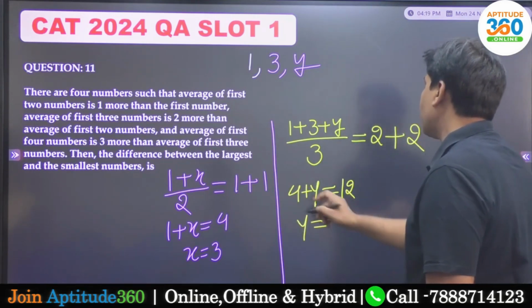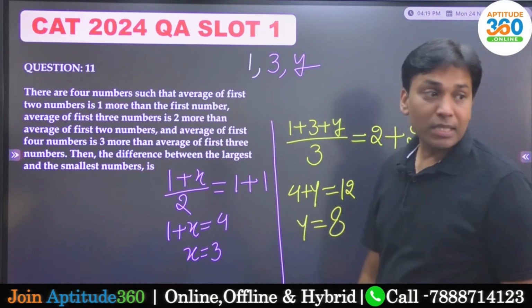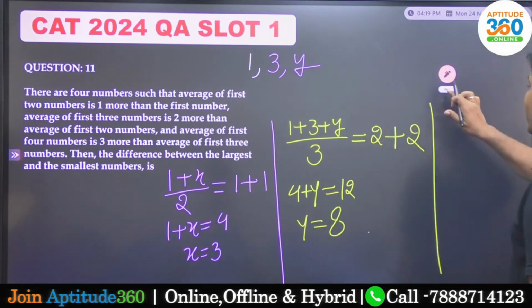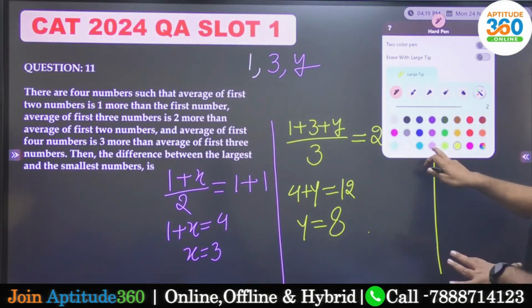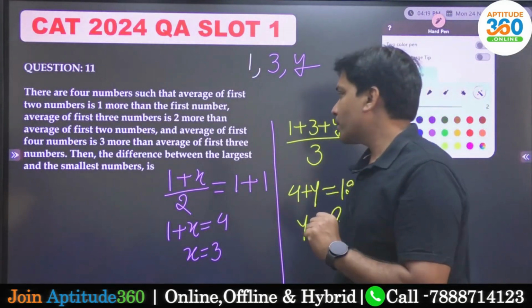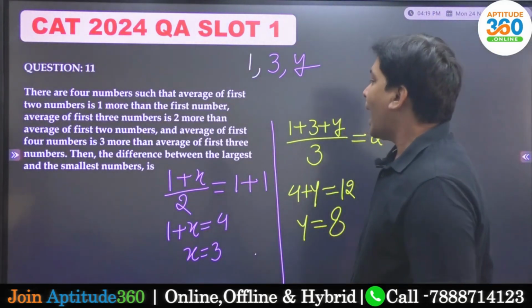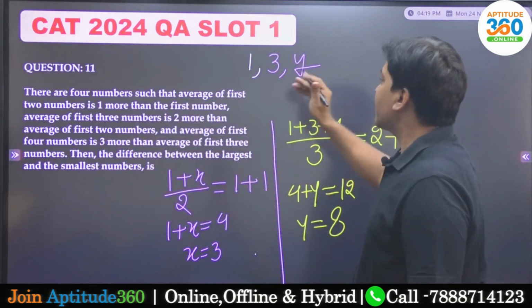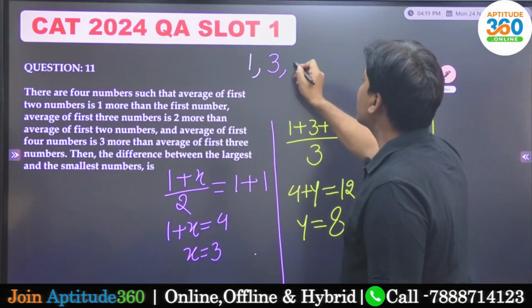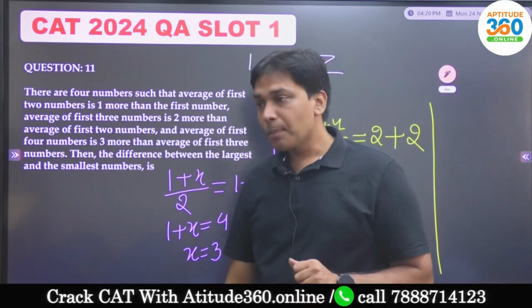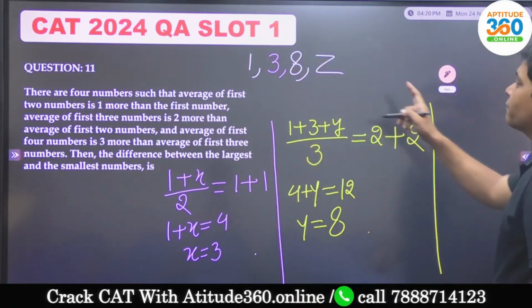So the third number is coming out as 8. Now let us move ahead with the problem. I hope it is pretty simple. You just have to understand what they are talking about, right? And the problem says that average of the first 4 numbers, since we have figured out that 3 numbers are 1, 3, 8, let us take the 4th number as z.